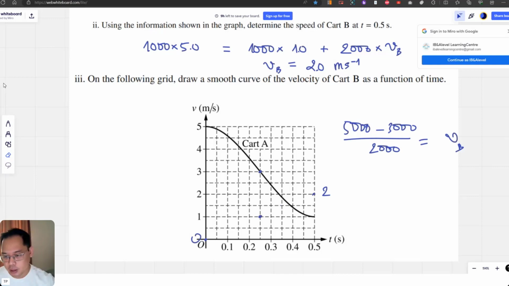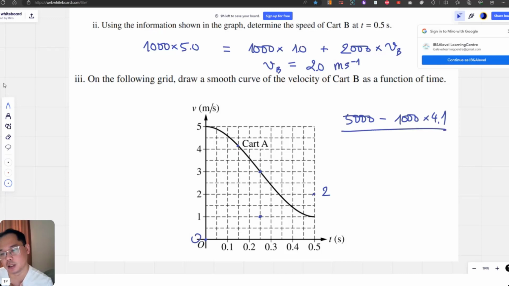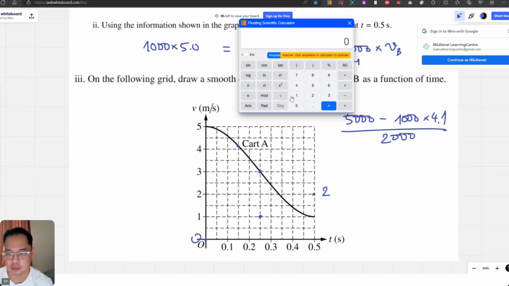Find one more value of the speed of B at another time. Two more values are needed to be accurate when drawing the graph. When the speed of cart A is this value, 4.1, we have 5,000 minus 1,000 times 4.1, and divide by 2,000. 5,000 minus 4,100 and then divide by 2,000 kilograms, is 0.45.